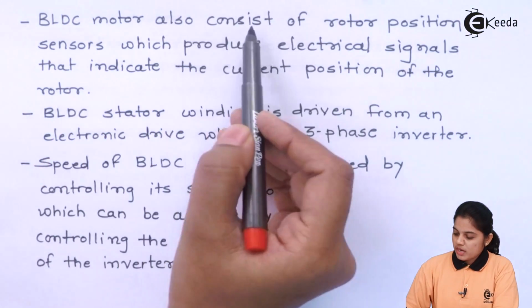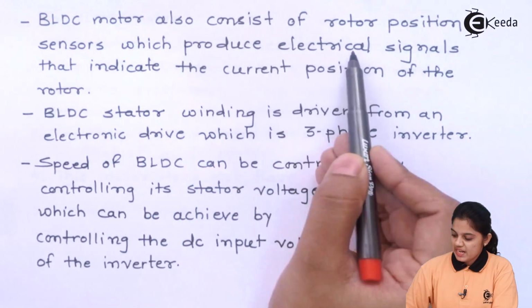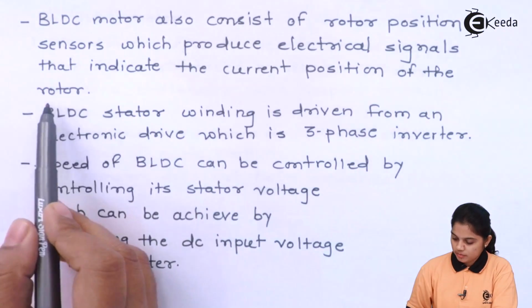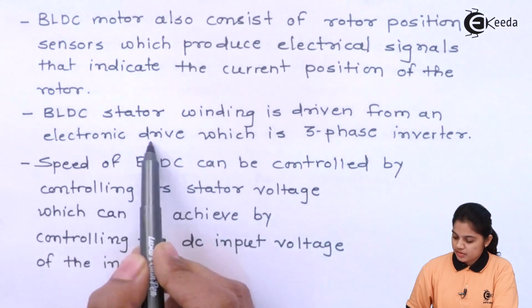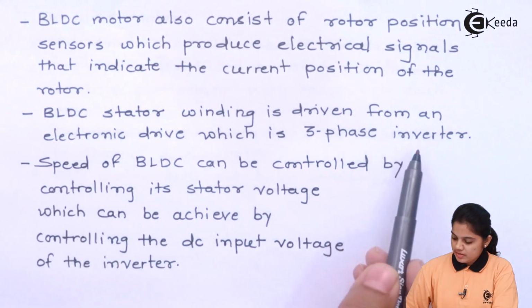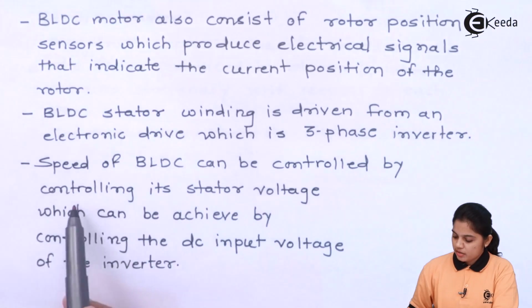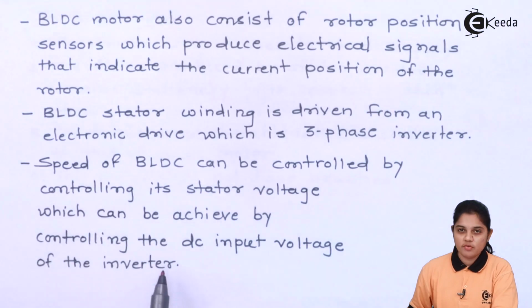A BLDC motor also consists of rotor position sensors, which produce electrical signals that indicate the current position of the rotor. The BLDC stator winding is driven from an electronic drive, which is a three-phase inverter. The speed of a BLDC can be controlled by controlling its stator voltage, which can be achieved by controlling the DC input voltage of the inverter.